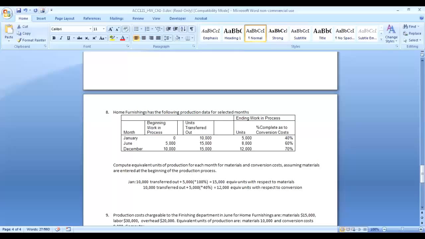Remember, equivalent units is really about measuring how much work we've done in terms of 100% completed units. That's why we factor by that completion rate all the time. I've done 10,000 that I transferred out, and I've got 5,000 sitting there, but they're not 0% done. I have done some work to them. They're about 40% done, so I've done the equivalent of 12,000 units, again, with respect to conversion. Exactly. I follow.